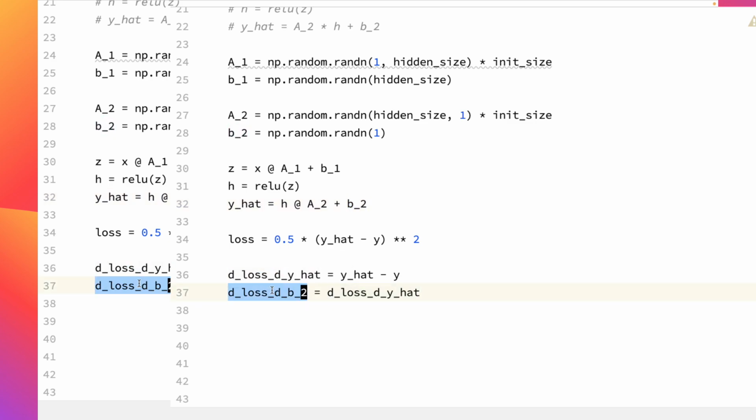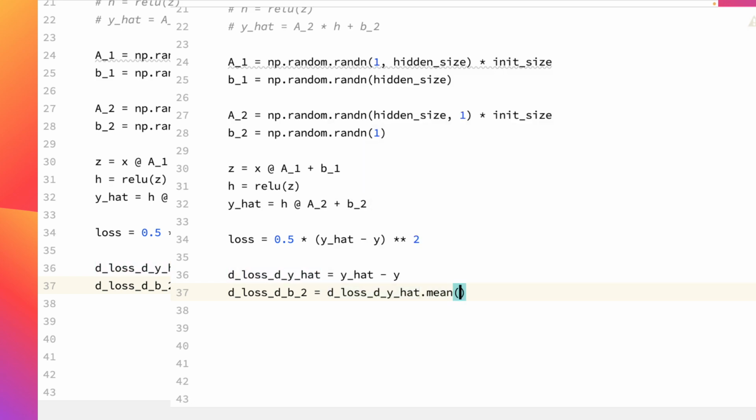Because this is the intuition of the gradient, right? How do we increase the loss a little bit? If y hat is too much, just increase the b2. So if this is positive, we make it a little bit more, right? So it's direct.